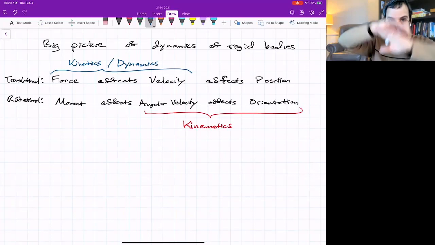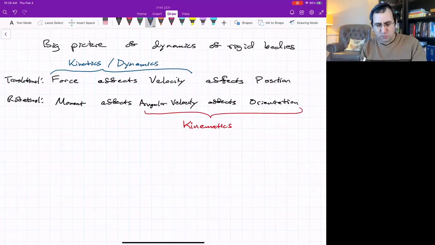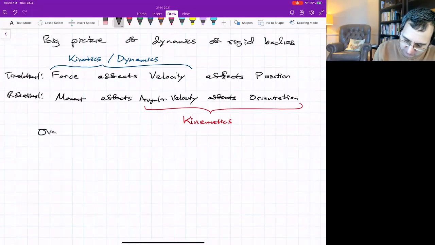Some people refer to this whole big picture as dynamics. So I'd say this is what dynamics is when we're talking about particles and rigid bodies. It is the F equals ma and all of its derived things. So that's a big picture. How are we going to get there? So, an overview of how we will get there.